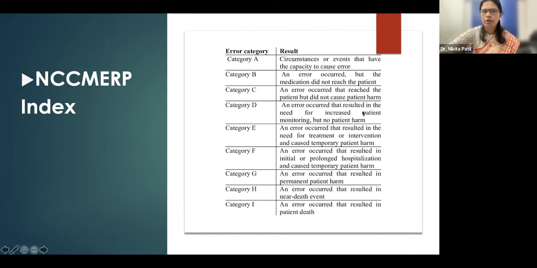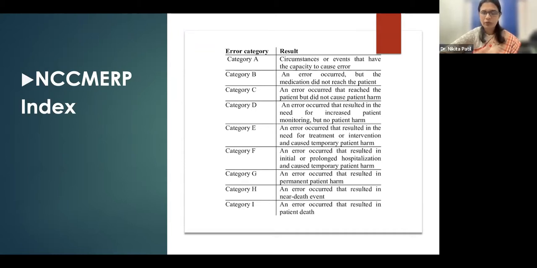Okay? Category D: an error occurred that resulted in the need for increased patient monitoring but no harm. Many a time this comes across where respiratory depression is seen or the patient feels nausea, there is headache post-spinal. So we observe and monitor. No patient harm as such. Category E is categorized as an error occurred that resulted in the need for treatment and intervention and caused temporary patient harm.